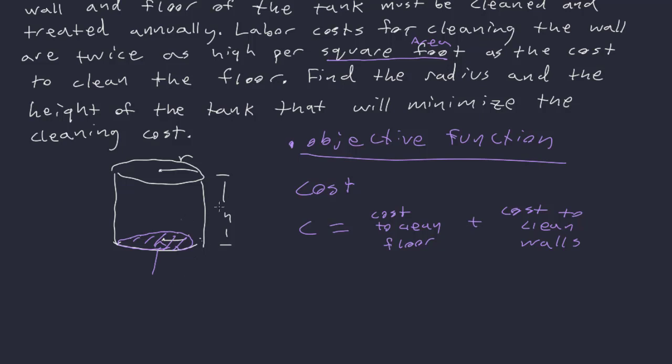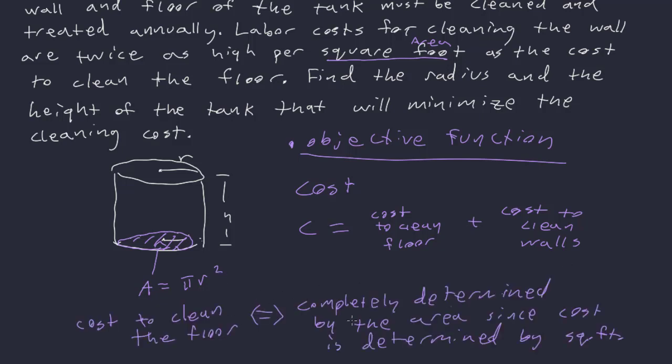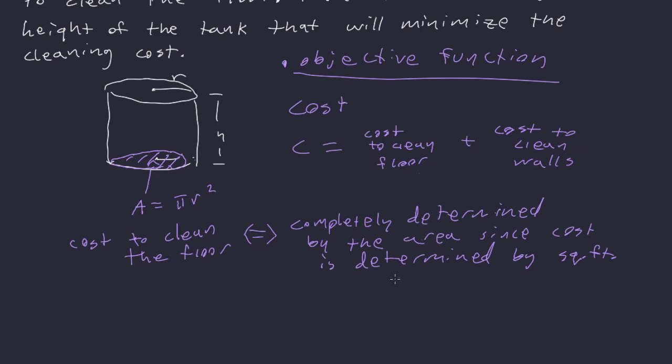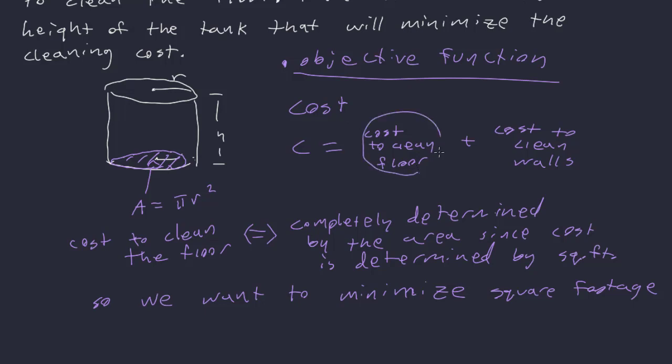So the floor is basically pi r squared. That's the area of the floor. So the cost to clean the floor is completely determined by the area, since cost is determined by square feet. So it's not so much that we need to know the cost, we need to know how to minimize the square footage. The cost to clean the floor is going to be completely determined by this pi r squared.